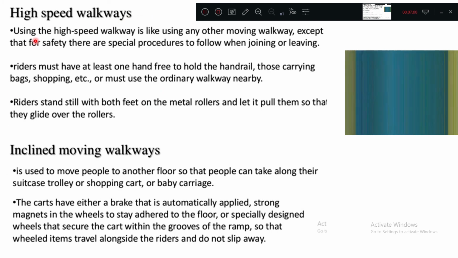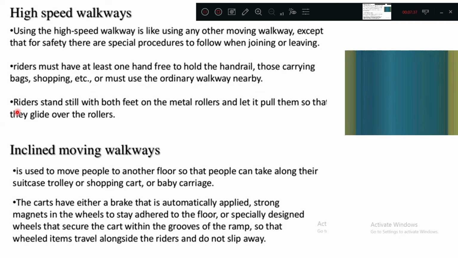High speed walkways: using them is like using any other moving walkway, except that for safety there are special procedures to follow when joining or leaving, because it is moving at high speed. Riders must have at least one hand free to hold the handrail. Those carrying bags, shopping, etc. must use the ordinary walkway nearby.